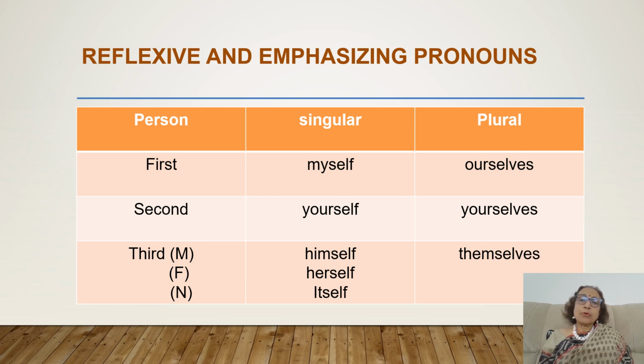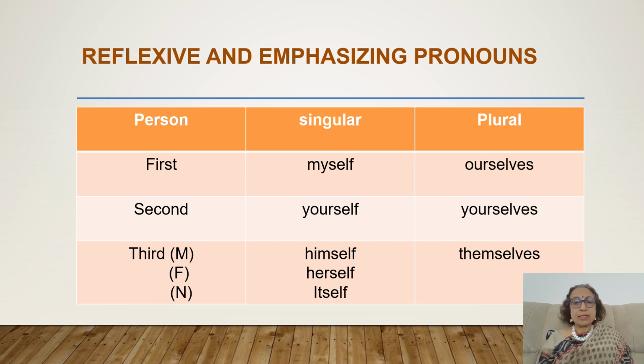Unlike the personal pronouns, which I told you about, which are used for replacing nouns. That is what I told you in the previous video. Now you must remember, in this video, in this table, whatever we have, myself, ourselves, etc., can never be used for replacing. They are used to supplement.